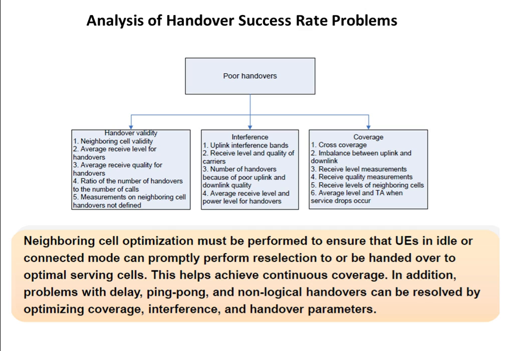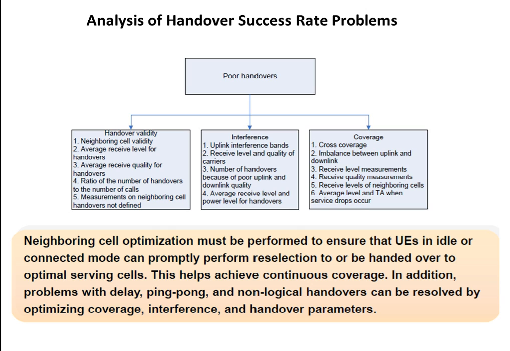Now, the analysis of handover success rate problems. Poor handovers could be related to the validity of the neighbors and neighbor relations. It could be due to a lot of interference problems, mainly in the uplink bands, and it could be due to the coverage problems, as we have discussed.